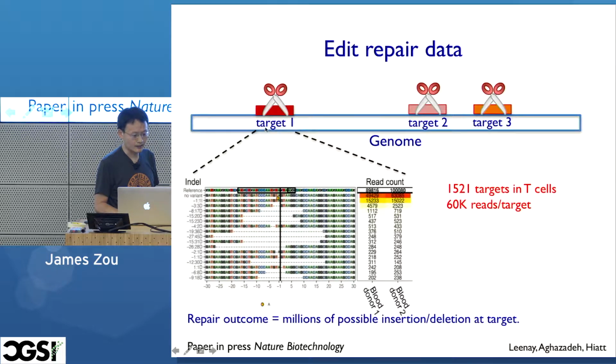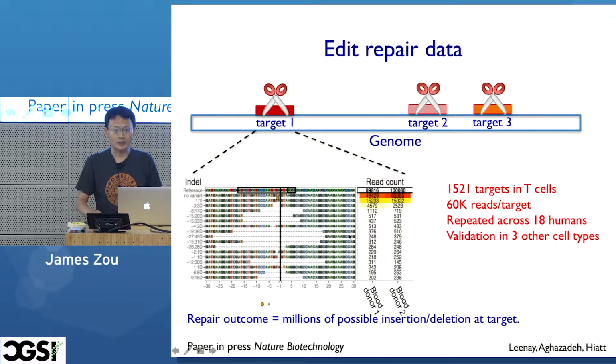If I make a cut at this location, each row corresponds to one type of repair outcome. The numbers correspond to how many reads I have, which indicates how likely this outcome is to happen in some subset of cells. You can see that at this particular location, maybe I get some short deletions. Other times I get longer deletions, at different frequencies across the cell population. And we do this across these 1,500 locations in T cells. This is repeated across 18 different human individuals to see what the genetic variations are.